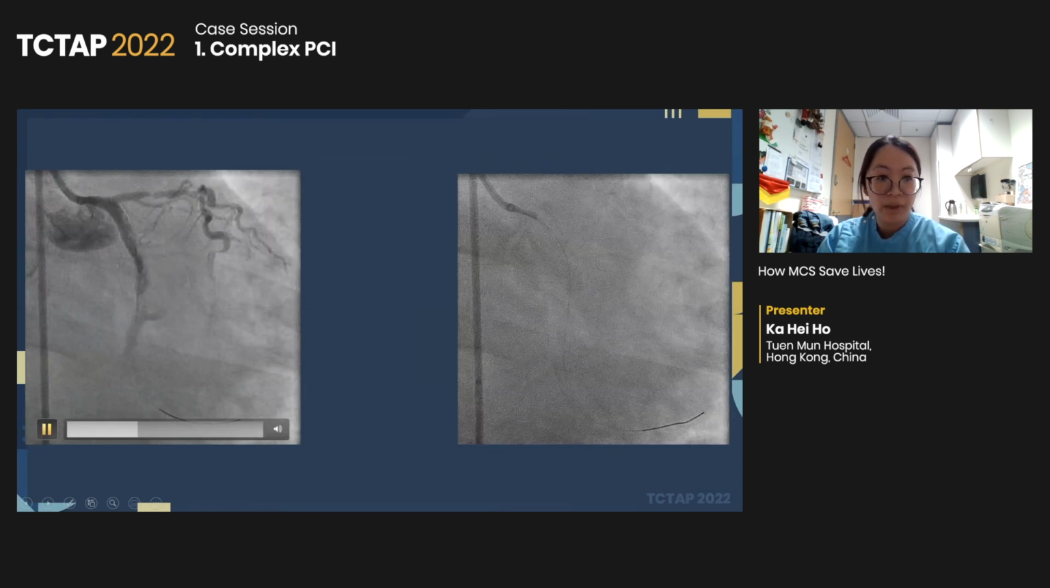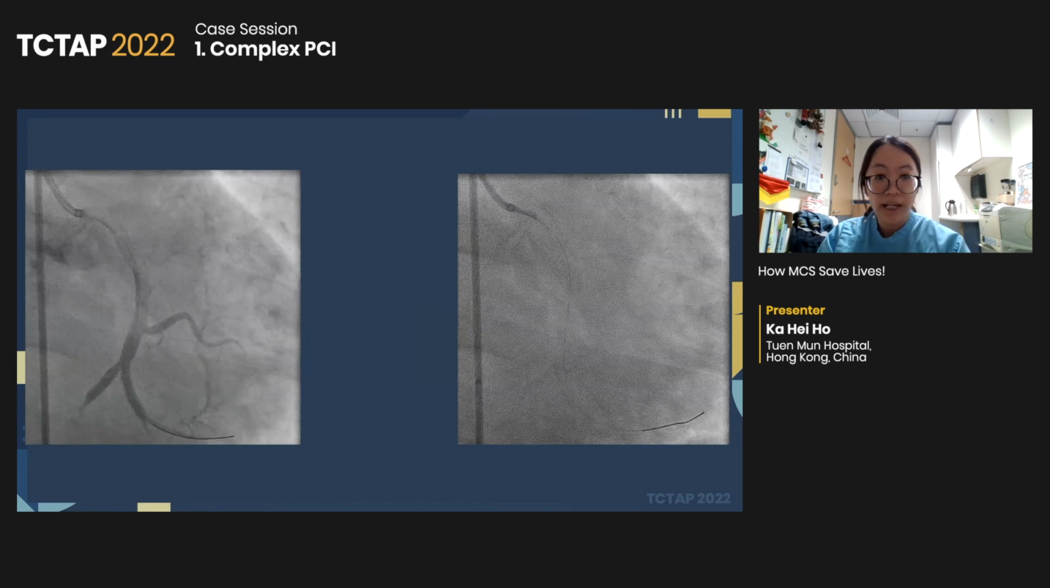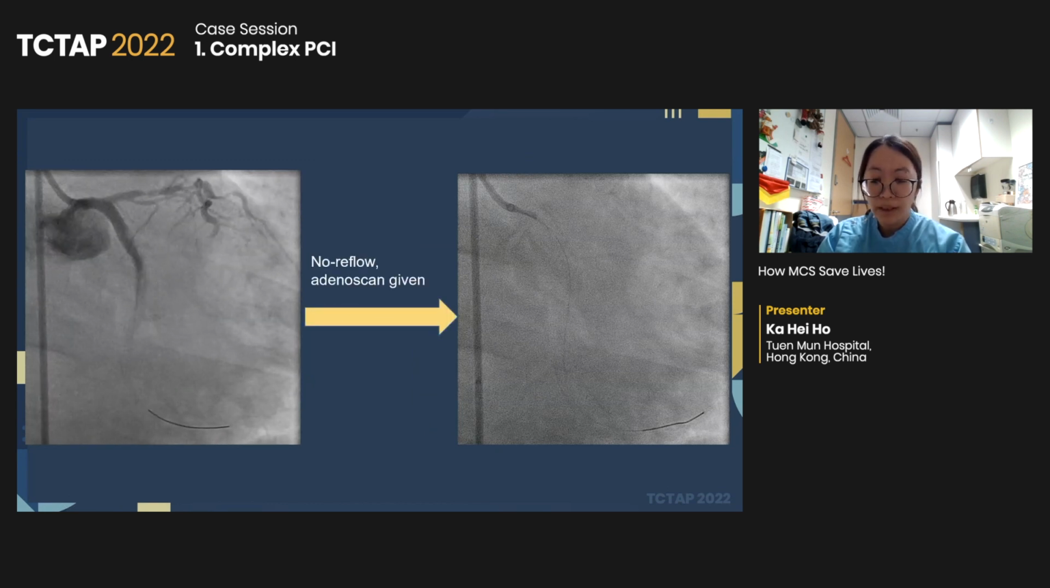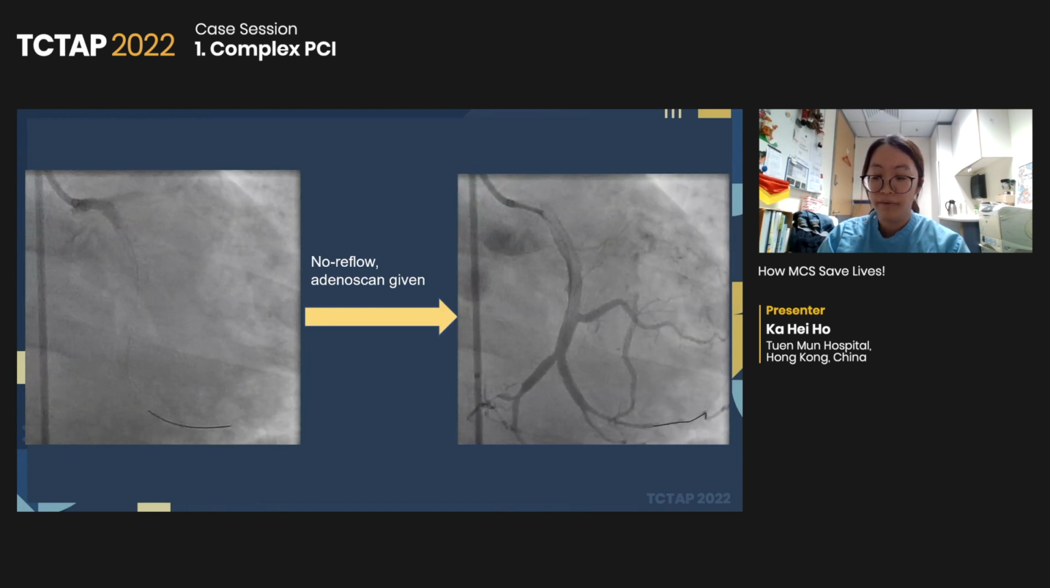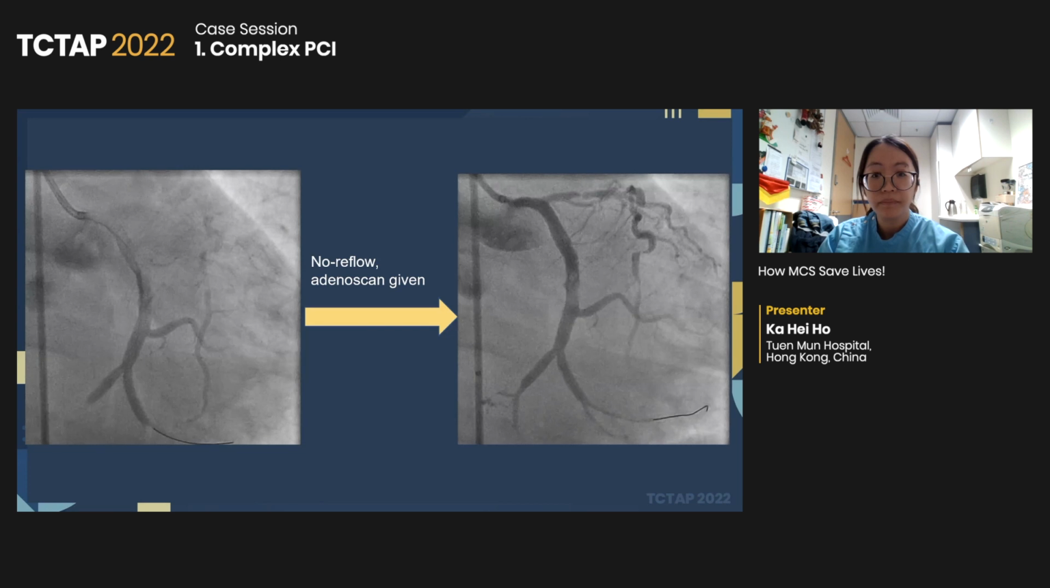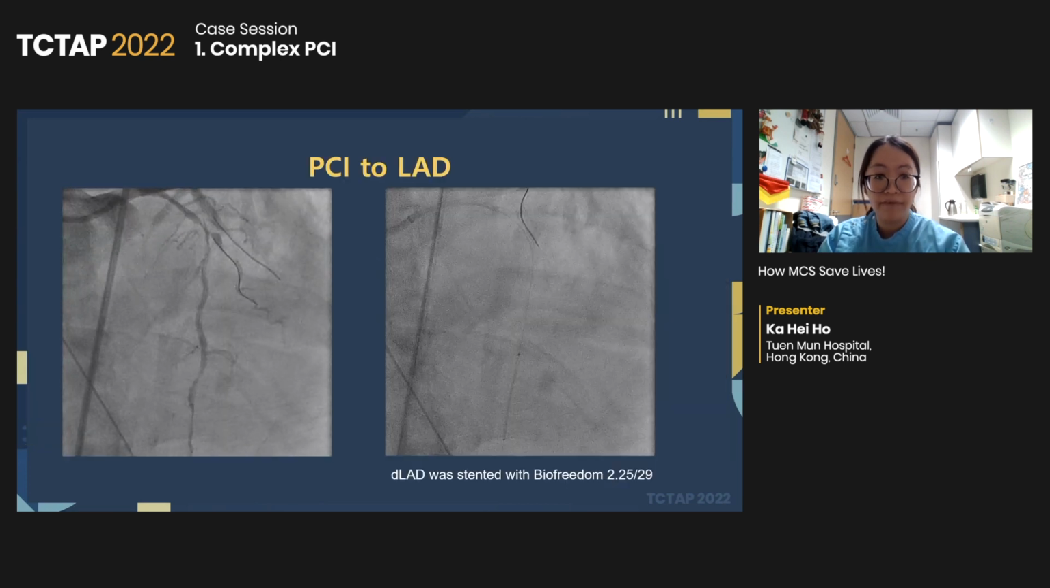Like in all STEMI cases, we developed no reflow. In our center, we usually give adenosine. After giving multiple boluses of adenosine, TIMI 3 free flow was obtained. So now we have the circumflex fixed.